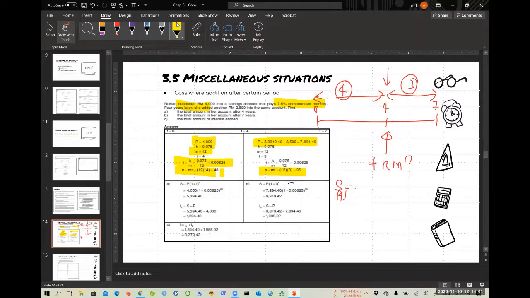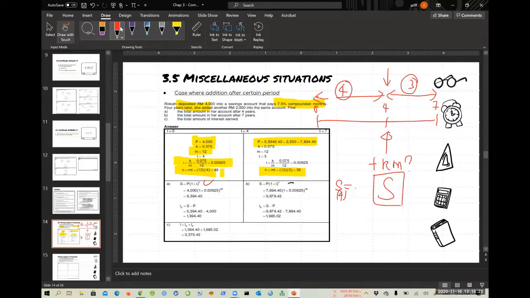Okay, the first thing that you have to do is simply calculate the value of S over here. So what is the value of S over here? Okay, you kena cari dulu S dia dekat sini berapa. Okay, berapa nilai S dekat tahun yang keempat. So to do that, you just simply use the formula S equal to P(1 plus I) to the power of N. So in this case, you substitute the value. So you have 5394. So that is the amount of compound interest at the end of 4 years.